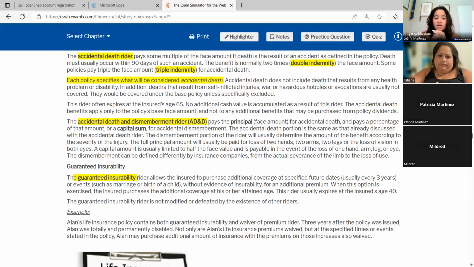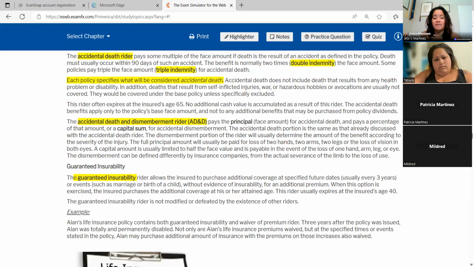severity of the injury. The full principal amount will usually be paid for the loss of 2 hands, 2 arms, 2 legs, or the loss of vision in both eyes. A capital amount is usually limited to half the face value and is payable in the event of the loss of 1 hand, arm, leg, or eye.